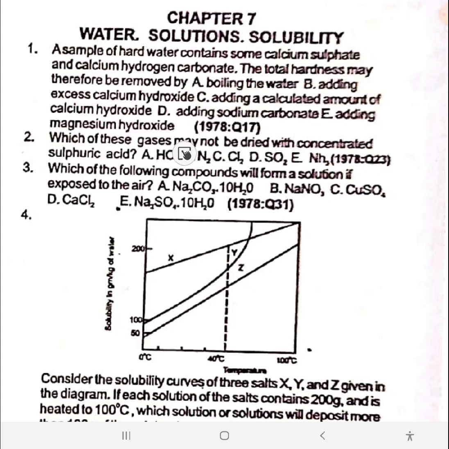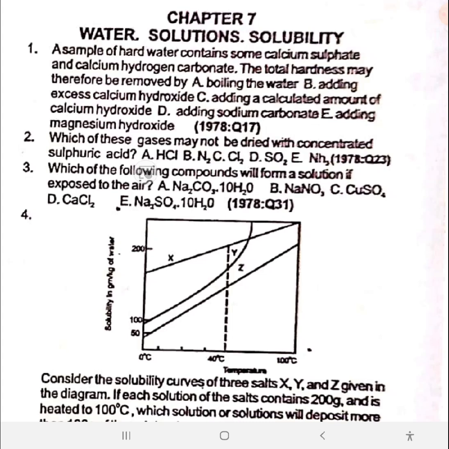Number 2, which of these gases may not be dried with concentrated sulfuric acid? H2SO4 dries all gases except NH3 and H2S. NH3 is called ammonia, H2S is called hydrogen sulfide. Calcium chloride, CaCl2, dries all gases except NH3. Next, calcium oxide, CaO, also known as quicklime, is suitable for drying NH3. So they use quicklime to dry ammonia.